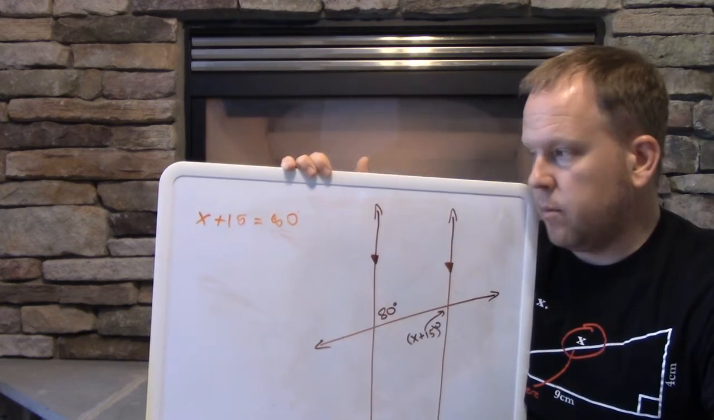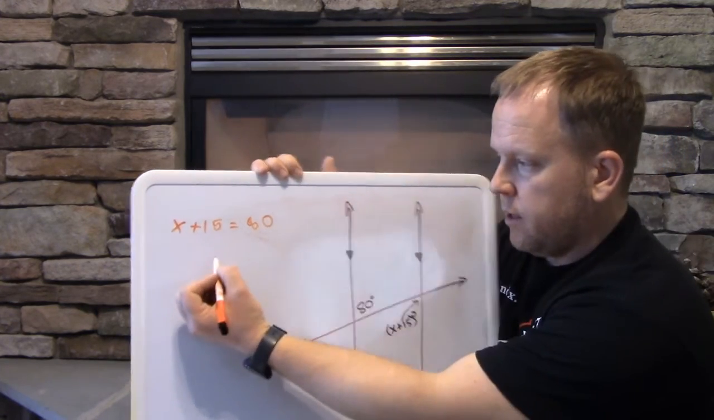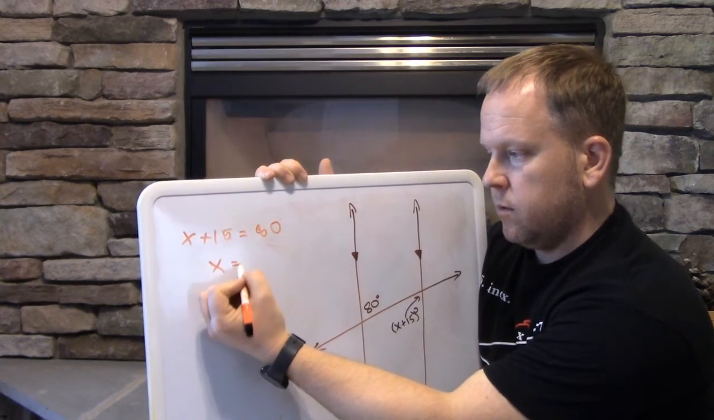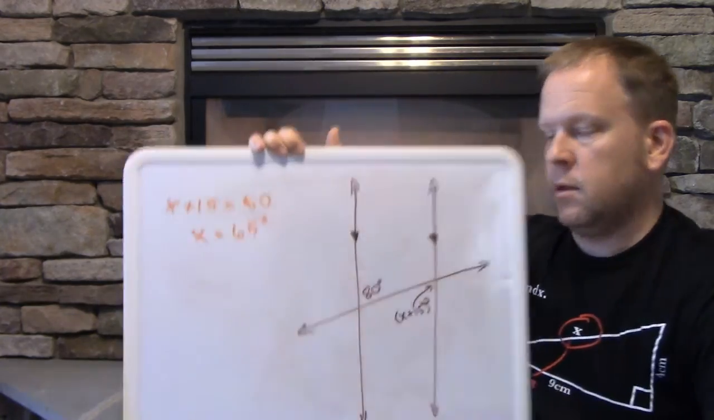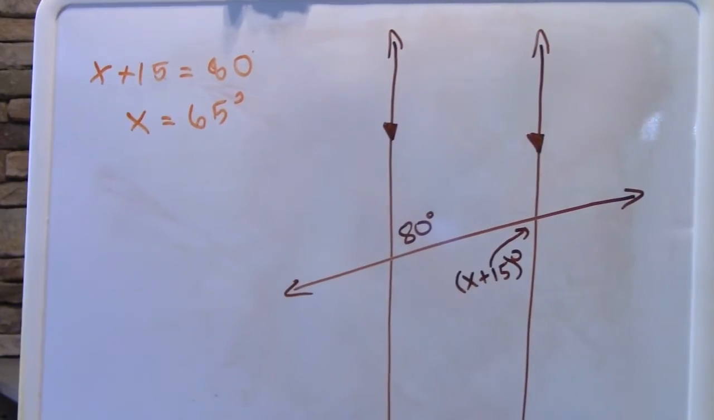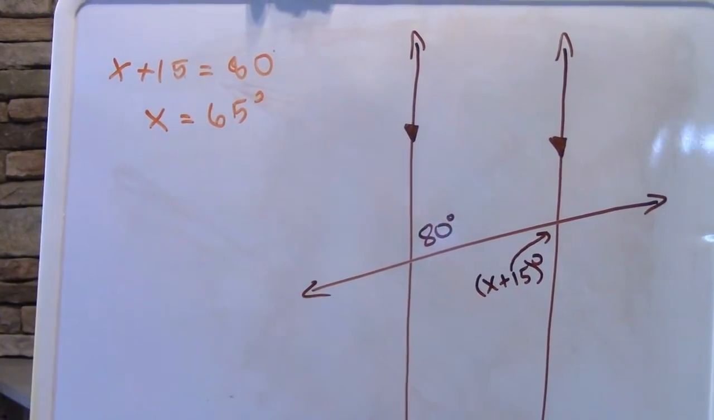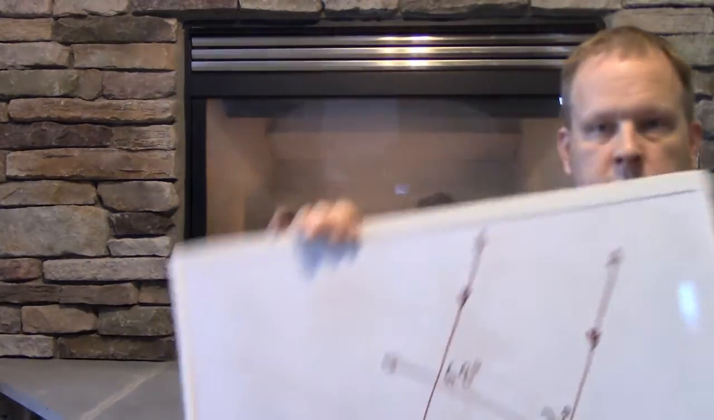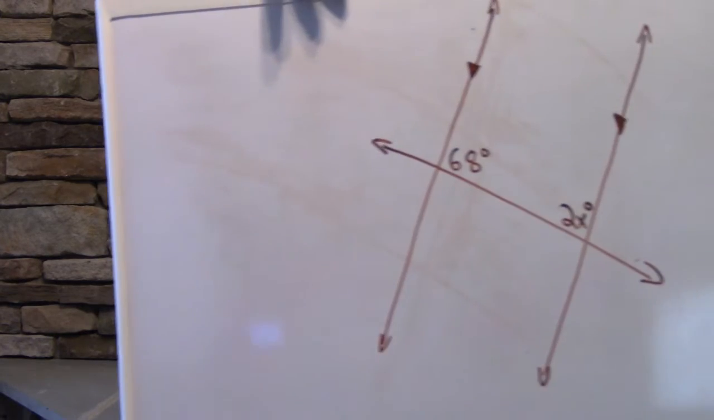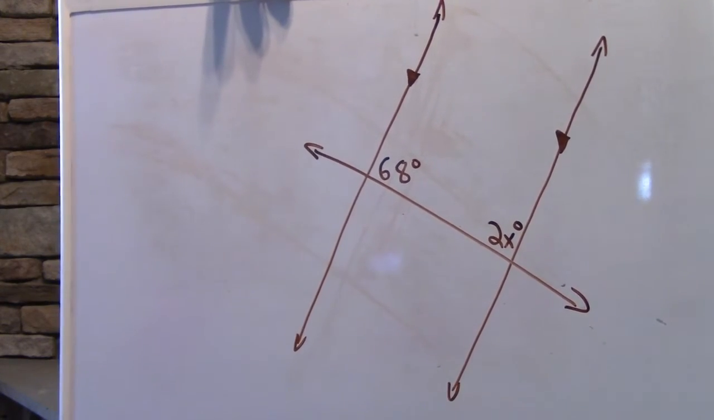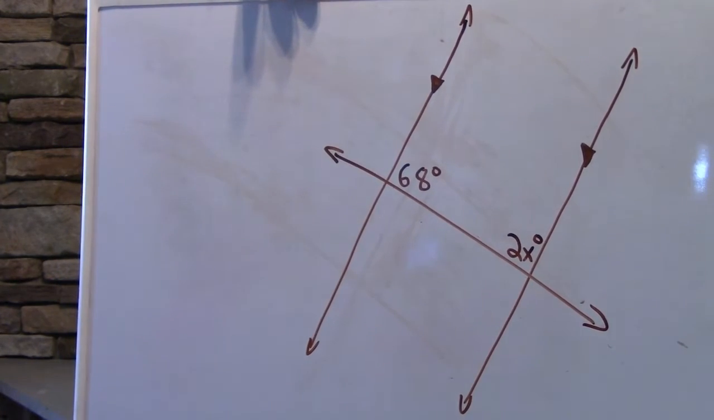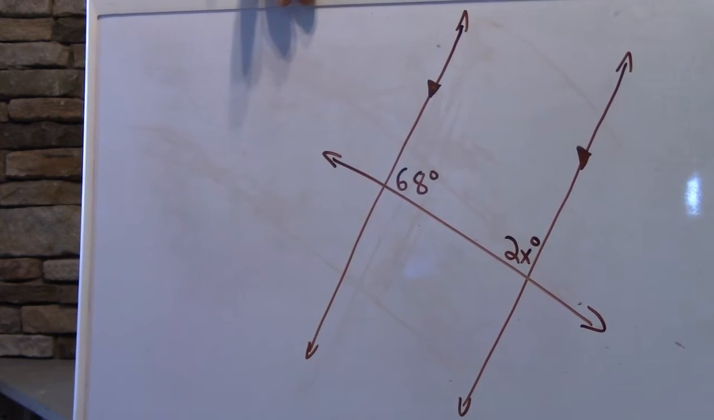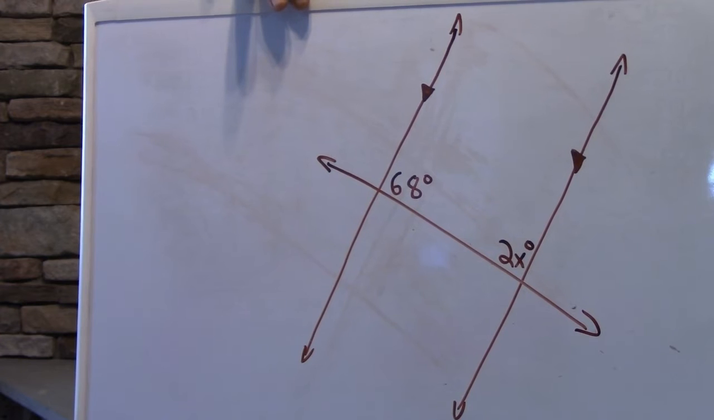Very simple algebra problem. Subtract 15 from both sides and you're done. So x equals 65. The problem right beneath that looks like this. Now again, step 1, identify the angle pair relationships. 2x degrees and 68 degrees are now consecutive interior angles.